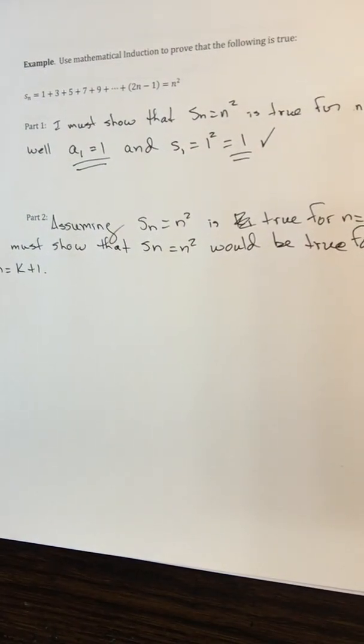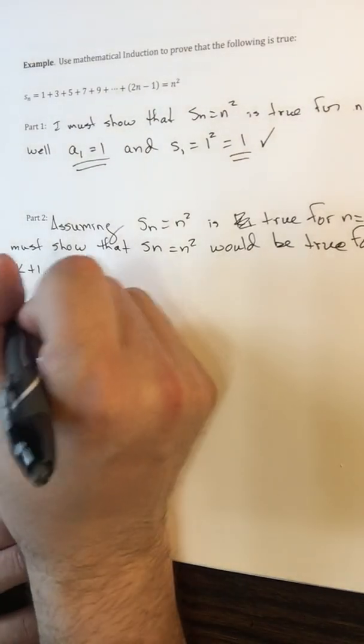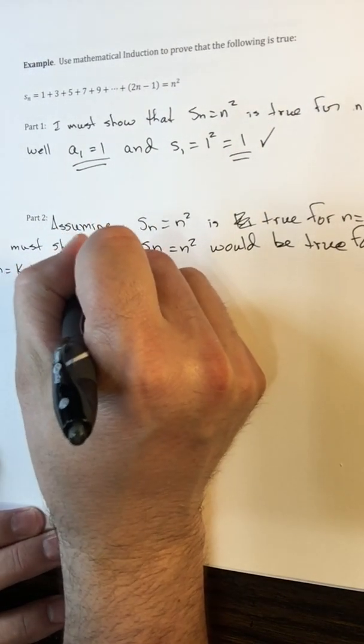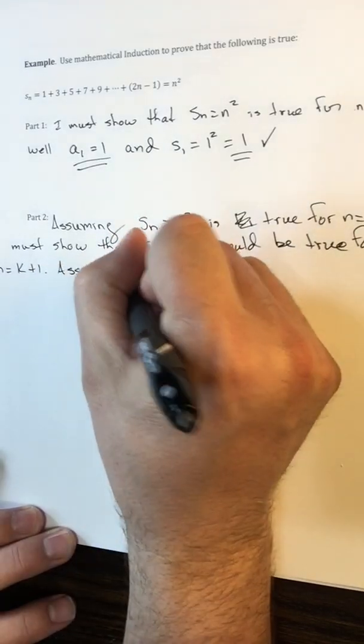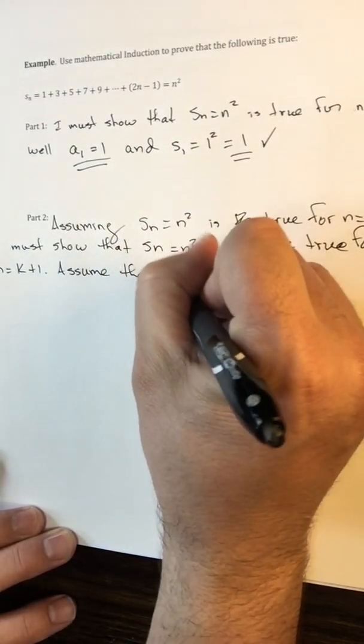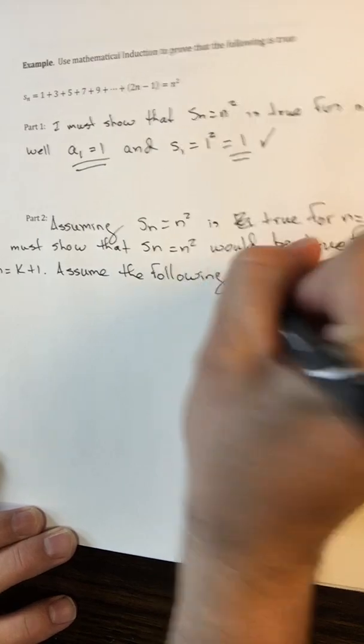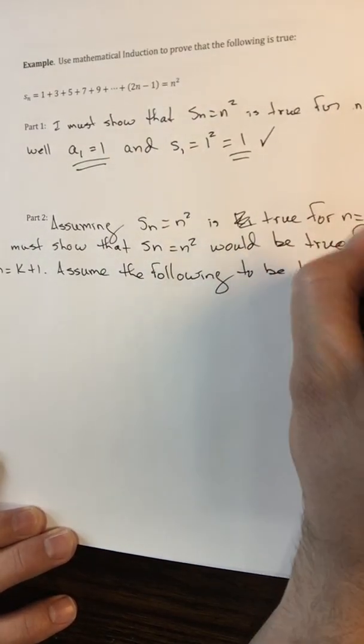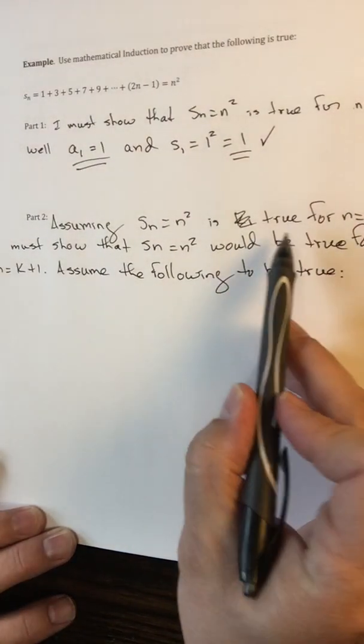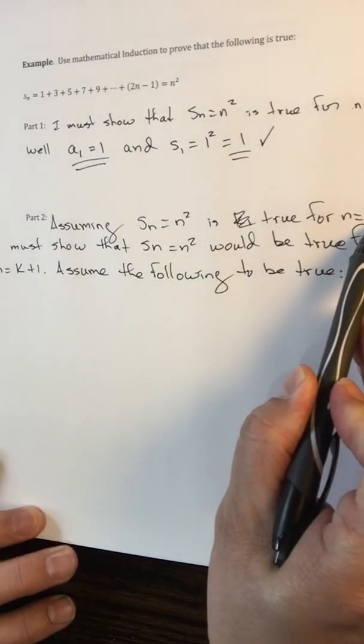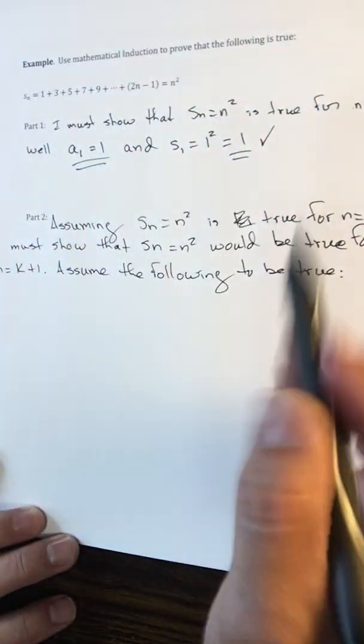Okay, so how do we do that? All right, ready for this? Here we go. Assume the following to be true. I'm going to show what it would be like for this to be true for n equals k. Okay, so I'm going to write this sentence out.